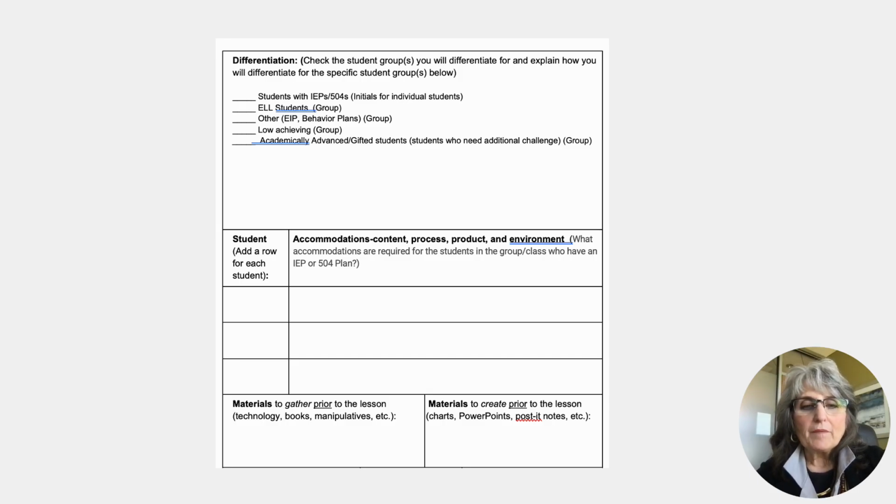So for an IEP student, you need to write their initials, and then you're going to write how you're going to accommodate. Now, I know that on many lesson plans, as a teacher, the accommodations will repeat. For instance, if a child has an IEP and part of their IEP is that they will be given extended time on assessments, then that is on every written assessment. They're going to have a little extra time. So that would be the accommodation that you would write.